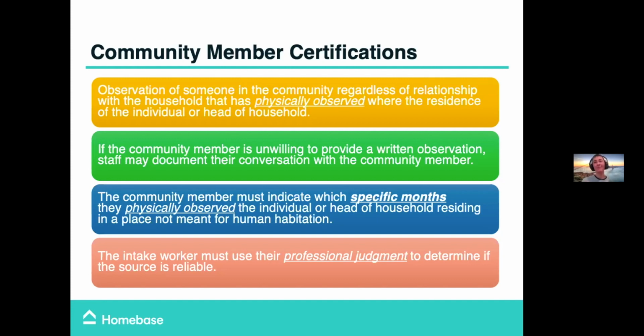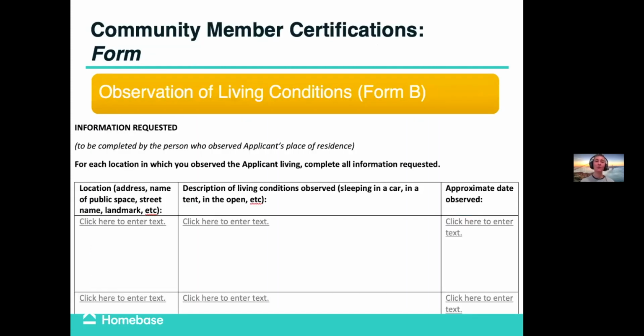You can either have them write it down, which is probably easiest. Well, in some situations, it could be easiest, or you can talk to them on the phone, and then you can write down what they're saying to you. You can record that oral certification. And then you just have a responsibility to use your professional judgment to decide whether you think that community member is a reliable source.